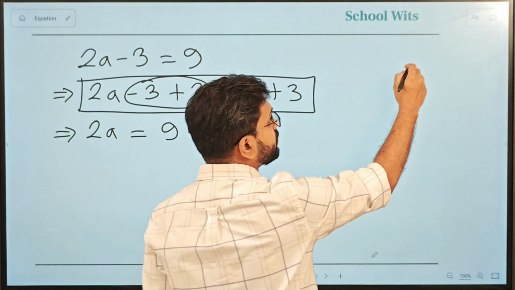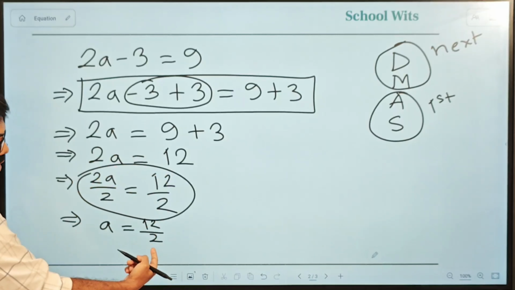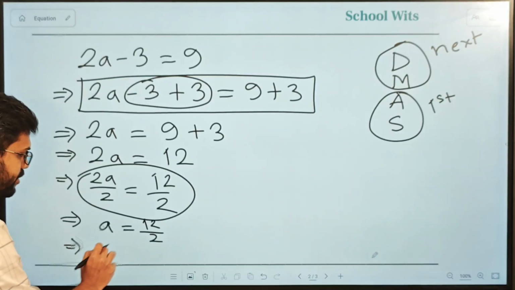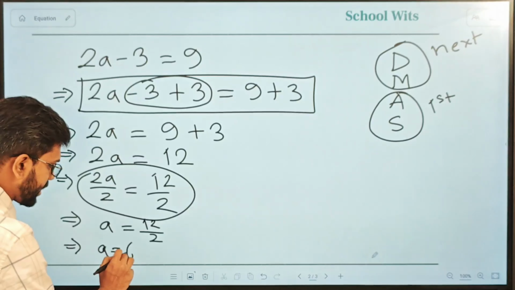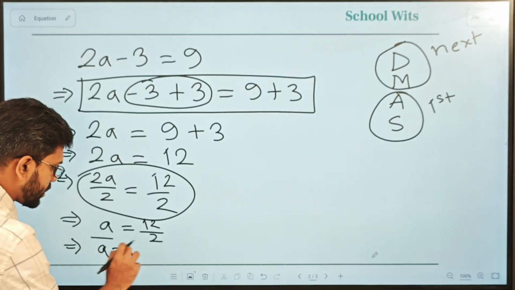2a equals to 9 plus 3, 12. Now we can see that 2 multiplied by a. So instead of writing 2a divided by 2 equals to 12 divided by 2, we just take 2 to the other side. Multiplication to the other side becomes division. So we can write a equals to 12 divided by 2. 12 divided by 2 is 6. So we just solved the equation. We got the value of a as 6.